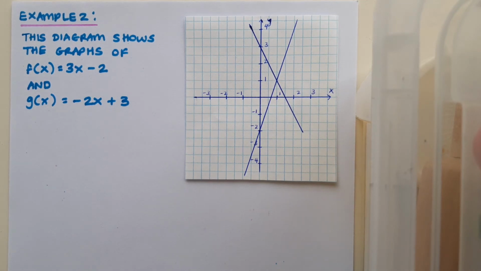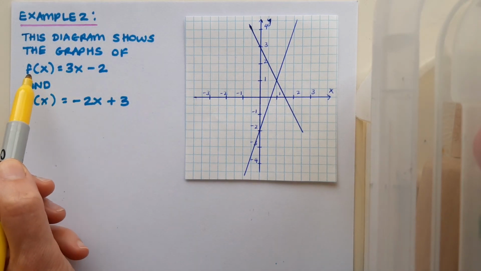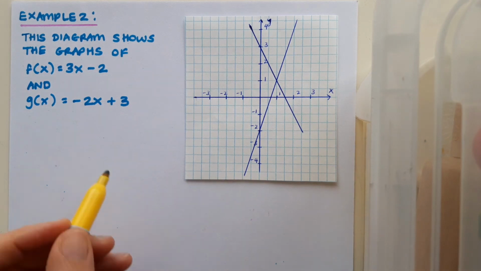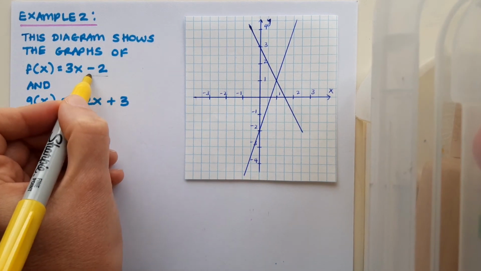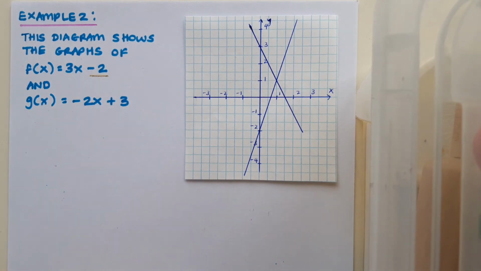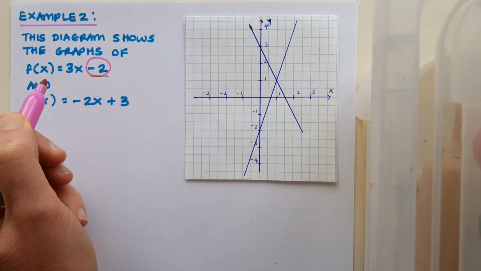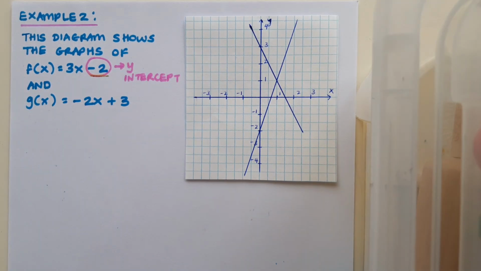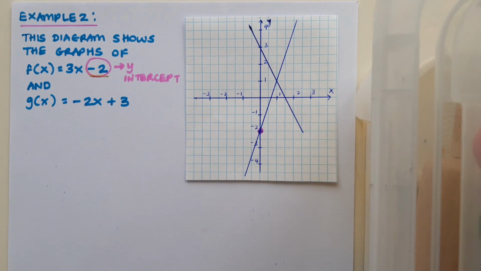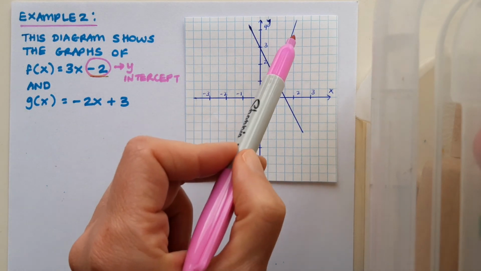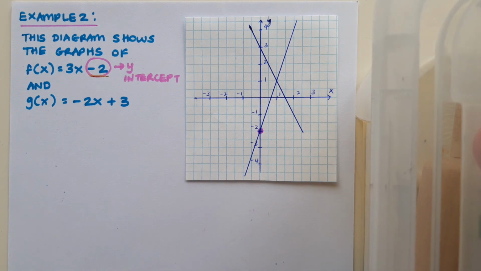When you're matching the function to the diagram, it's a good idea to have a look at a number of features in the function and in the graph that it goes with. Notice in f of x, it ends in minus 2. What might this represent? This value represents the y-intercept. And we can see that only one of these lines goes through the y-axis at minus 2. So we have good reason to think that this line is the one representing f of x.